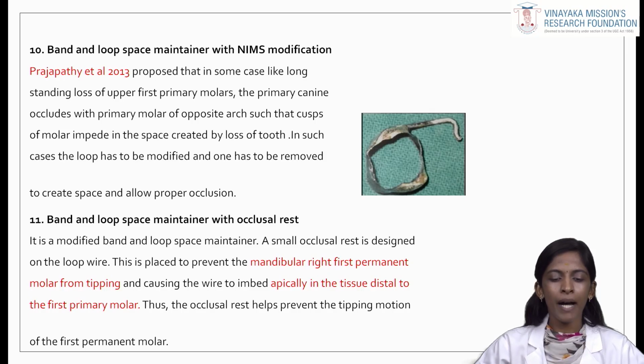It is a modified band and loop space maintainer. A small occlusal rest is designed on a loop wire. This is placed to prevent the mandibular right first permanent molar from tipping and causing the wire to embed apically in the tissue distal to the first primary molar. Thus, the occlusal rest helps prevent the tipping motion of the first permanent molar.